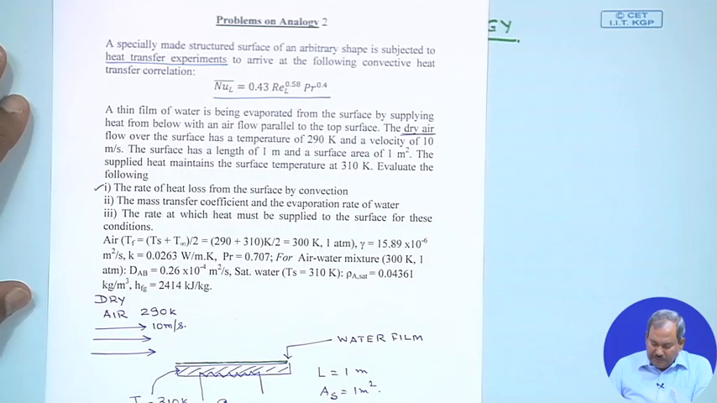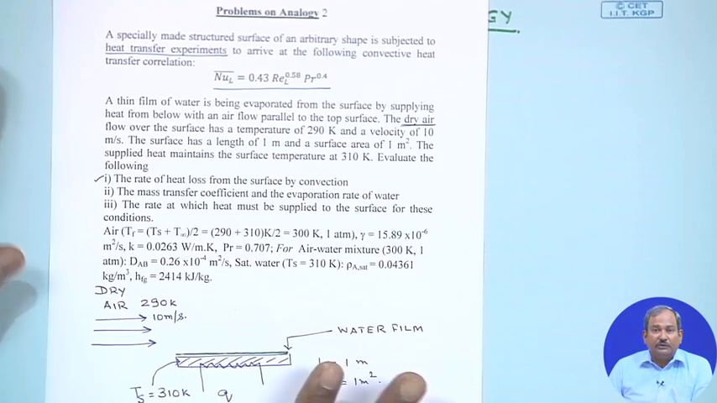I think the problem is clear to all of you. You have a surface, and the heat transfer correlation for that surface is known to us. Now, you cover the surface with a thin film of liquid, and you use a heater to increase the temperature of the substrate to some extent. So, the temperature of the substrate is elevated as compared to the air flowing over it parallel to the surface. I have air flowing over it at 290 Kelvin, whereas the substrate is maintained at 310 Kelvin.